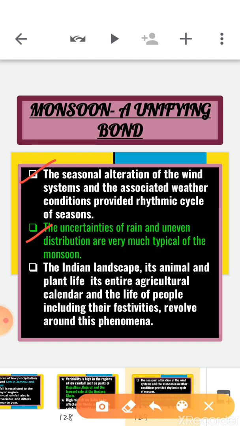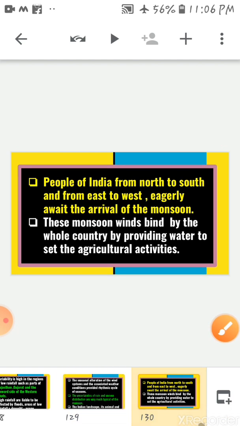Next thing is the rain shadow areas of the Deccan Plateau and the parts of Madhya Pradesh, Rajasthan, Gujarat and Leh receive scanty rainfall, and maximum rainfall is recorded in the northeastern part of the country. So that's why the Indian landscape, its animal and plant life, its entire agricultural calendar and the life of the people, including their festivities, revolve around this phenomenon. People of India from north to south and from east to west eagerly await the arrival of the monsoon. Actually, these monsoon winds bind the whole country by providing water to set the agricultural activity.